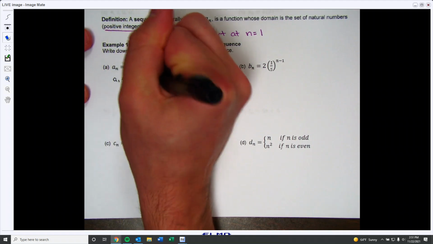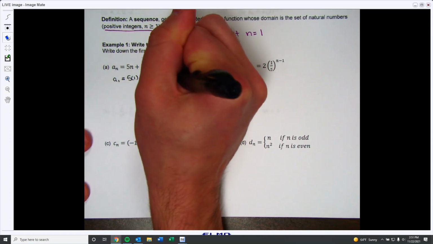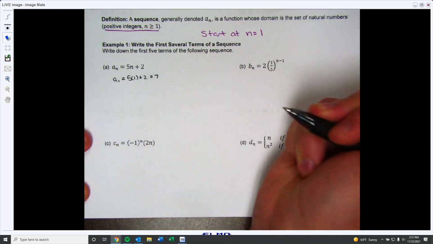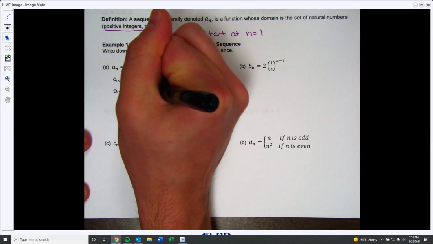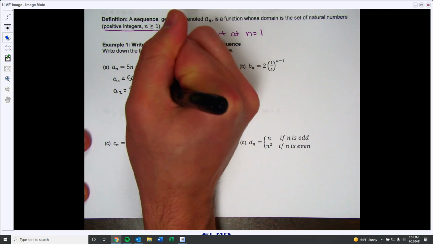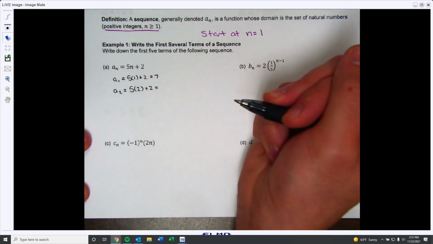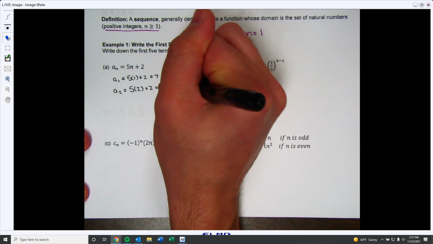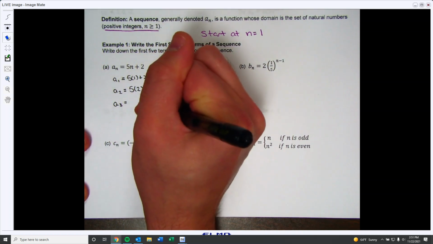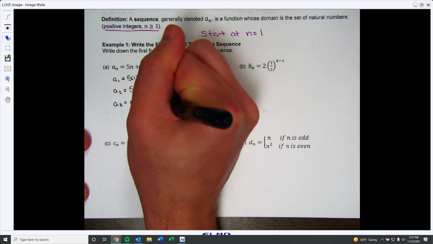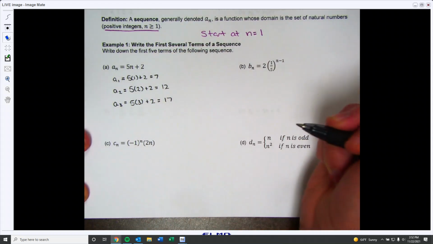So substituting 1 in here, I have 5 times 1 plus 2, and that gives me 7. Now my next number I have to use is n equals 2, because they have to go in order. The order is very important. So I have 5 times 2 plus 2, that gives me 12. And then from there, we have to use n equals 3. We have 5 times 3 plus 2, that gives me 17.